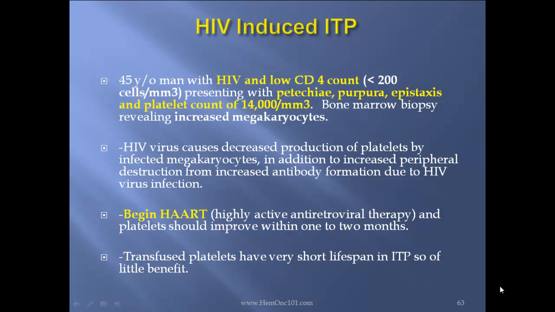HIV-induced ITP, case report. A 45-year-old man with HIV and low CD4 counts, less than 200, not on HAART therapy, presenting with petechiae, purpura, epistaxis, and platelet count of 14,000. Bone marrow biopsy, although not needed, reveals increased megakaryocytes. HIV virus causes decreased production of platelets by infected megakaryocytes, in addition to increased peripheral destruction from increased antibody formation due to HIV virus infection. So begin HAART, highly active antiretroviral therapy, and platelets should improve within 1 or 2 months as the viral load decreases. Transfused platelets also have a very short lifespan in ITP, so of little benefit.